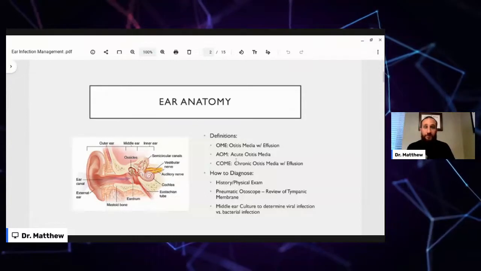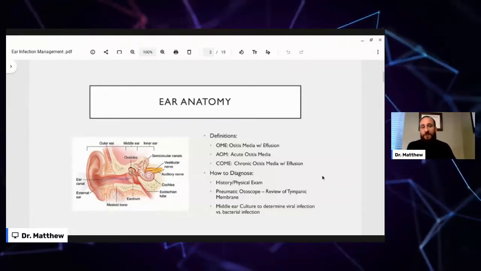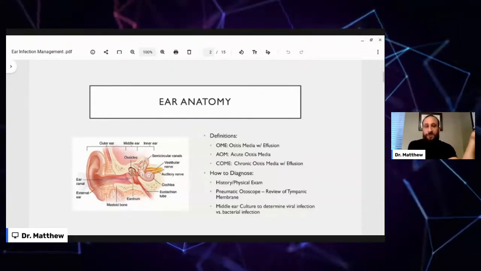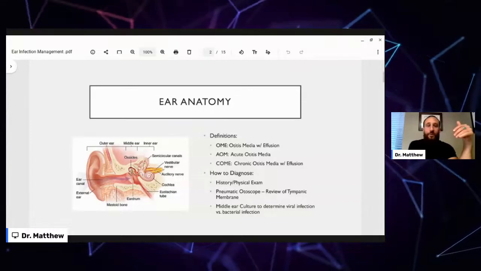Let's talk about actual ear infections. So there's 3 different types of ear infections. There's otitis media with effusion. There's acute otitis media, and then there's chronic otitis media with effusion. I'll talk about each of those individually in a moment.